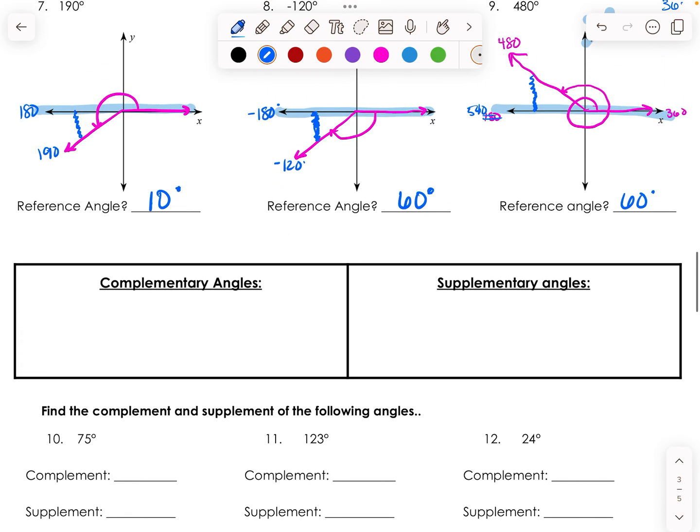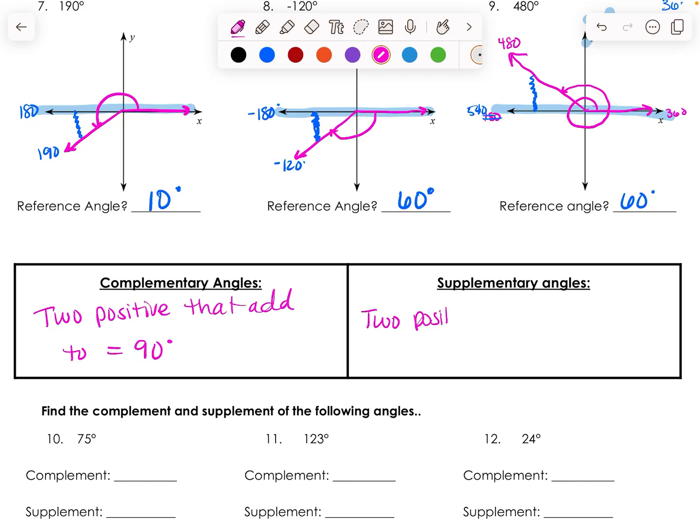All right, a little bit of review here. Complements are two positive angles that add to equal 90 degrees. Supplements are two positive angles that add to 180 degrees.